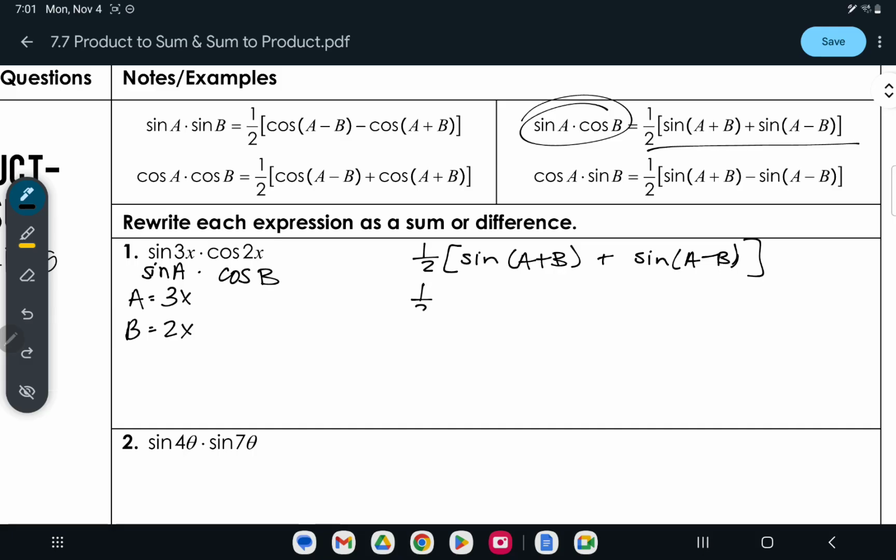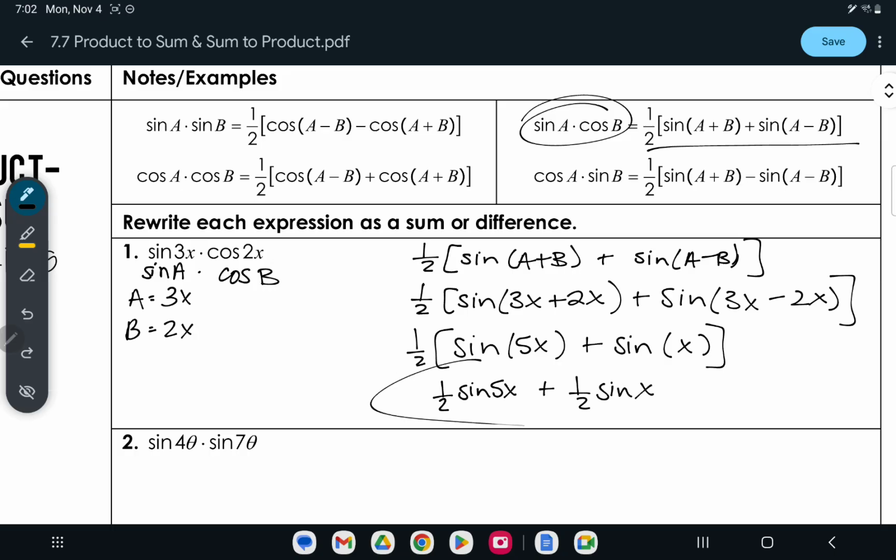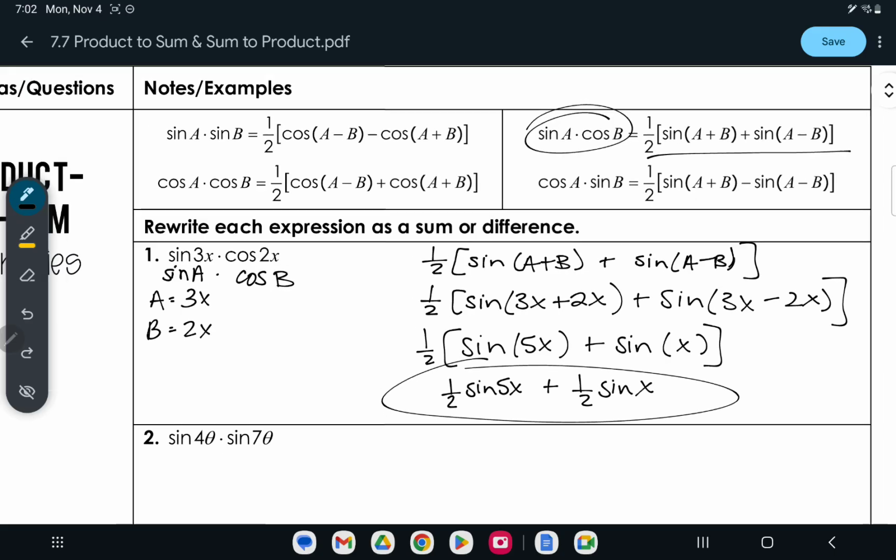Right? Now I'm going to substitute in. So A is 3x, B is 2x. So 1/2 times sine of 5x plus sine of x. And I can distribute that 1/2 if I want to, or I can leave it. But 1/2 sine of 5x plus 1/2 sine of x. And that is it. Alright.